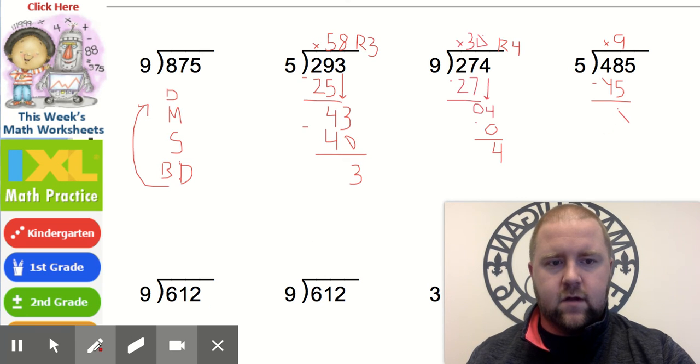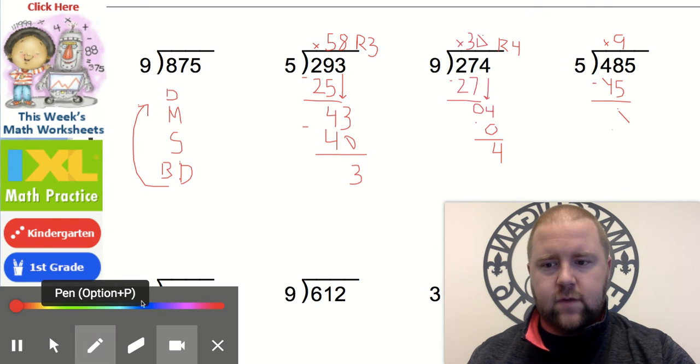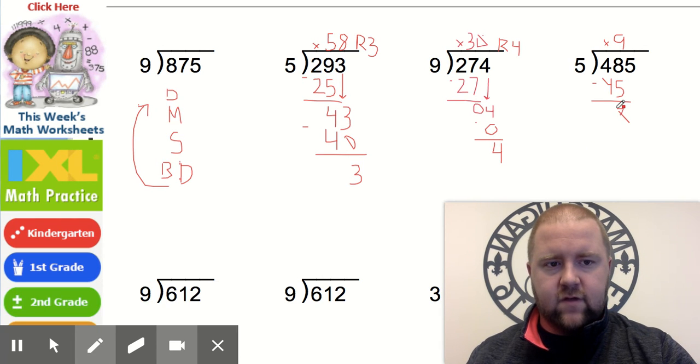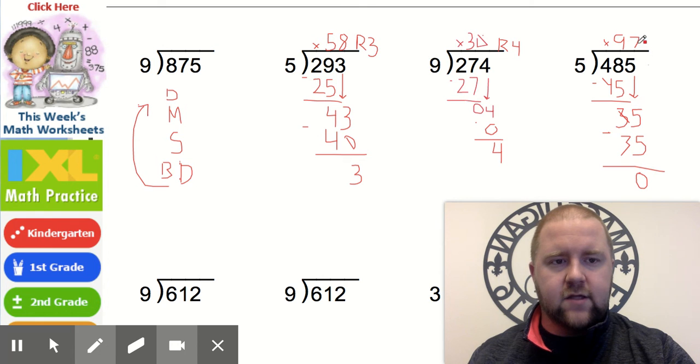All right, let me change my marker again. 48 minus 45 is 3. And then I bring down my 5. All right, and then 5 can go into 35 7 times. 7 times 5 is 35. All right, I subtract. Subtraction sign. And then there's nothing left and there's nothing to bring down, so I would be done.